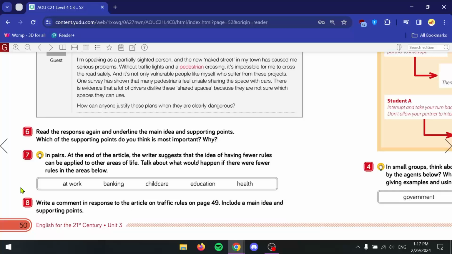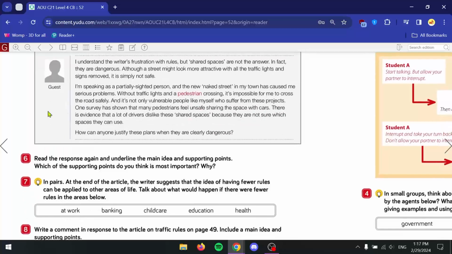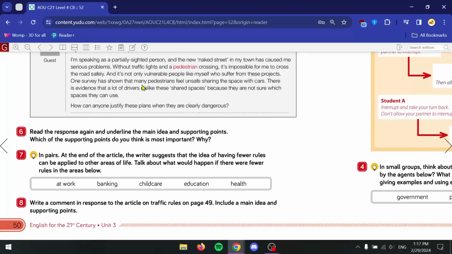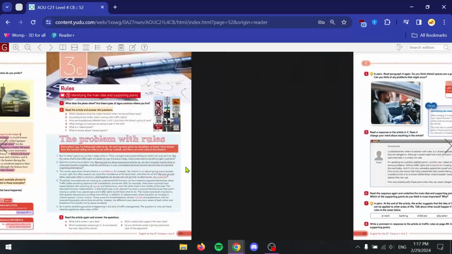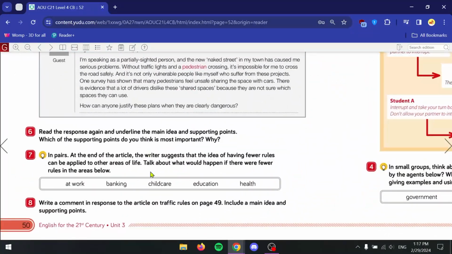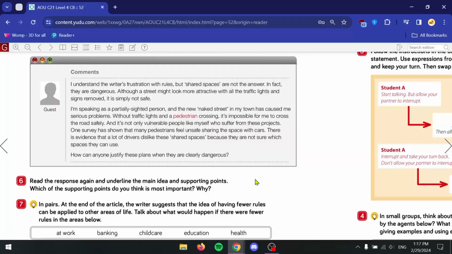Here we have a writing task. What I want you to do is write a comment similar to this one in response to the article. You're not going to be responding to this guy, but rather the person that originally had a problem with rules on the previous page. I want you to include a main idea and supporting points. This main idea could be you agreeing or disagreeing, and your supporting points are going to be why you agree or why you disagree. Everything that we've done so far, I want you to put it all in a comment or response that is similar to this one.